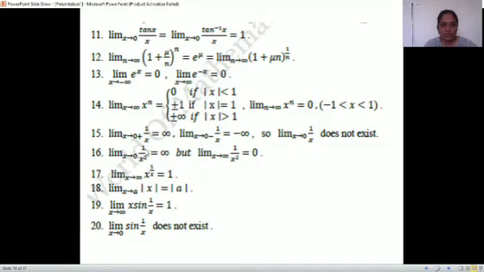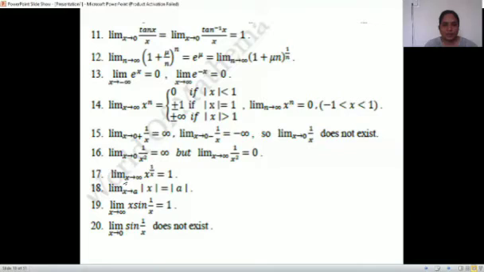Next is limit x tends to 0 plus, positive, right hand side limit, and left hand side limit. So this is your right hand side limit. Limit x tends to 0 plus of 1 by x is infinity, and limit x tends to 0 minus of 1 by x is minus infinity. So limit x tends to 0, 1 by x, we can say it does not exist, as RHS limit and LHS limit both are different, so we can say limit does not exist.